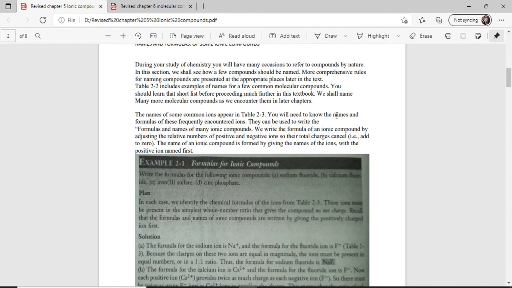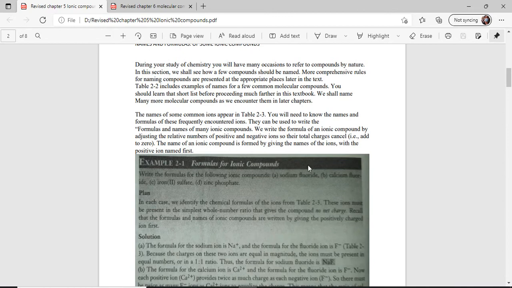The names of some common ions appear in your table 2-3, and you will need to know the names and formulas of these frequently encountered ions. Then you can use them to write the formulas and names of many ionic compounds. You can also write the formula of your ionic compound by adjusting the relative numbers of positive and negative ions so that their total charge will be zero or neutral. For example, the total of all the ions' charges should always be equal to 0.